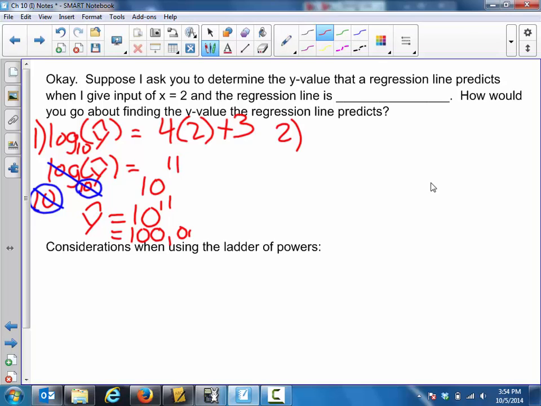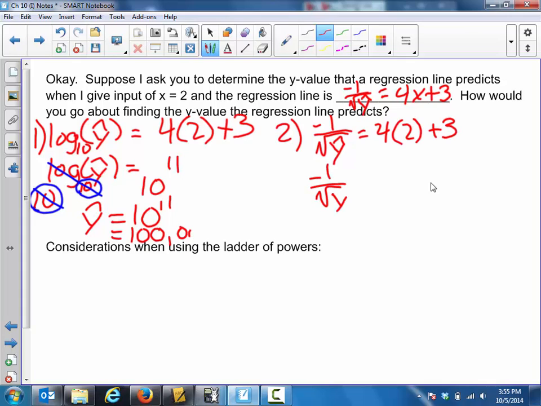Let's say our regression line was not log of y hat equals 4x plus 3. Let's say the regression line that best fit the data was negative 1 over the square root of y hat equals 4x plus 3. So we're not changing the right side here at all. Same deal. You're going to plug in your input. If we want to know the y value predicted, we're going to say negative 1 over the square root of y hat is equal to 4 times 2 plus 3. So this would be negative 1 over the square root of y hat equals 11.